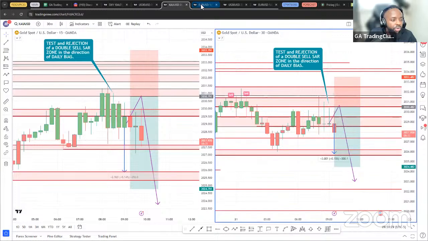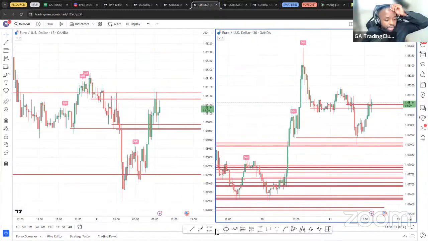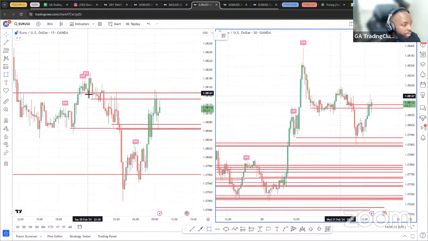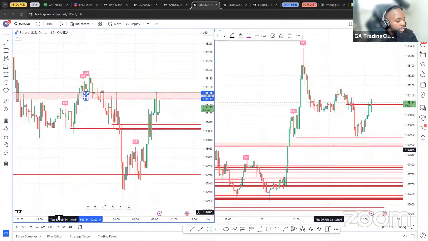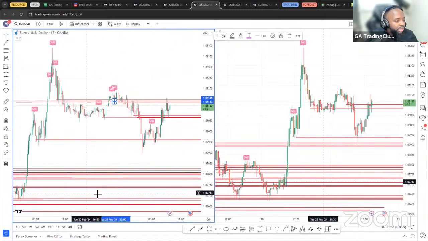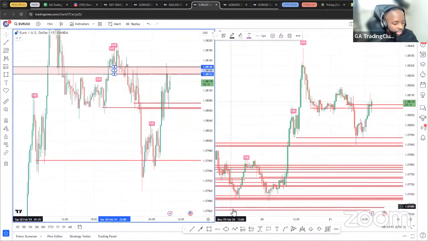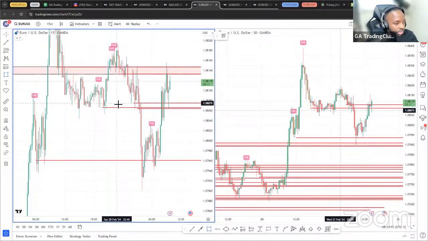So we already finished gold. EU, we have a double SAR here on the 15 minutes. EU, we didn't have any zones yesterday, but today, overnight, it created some zones. So this is nice. EU.